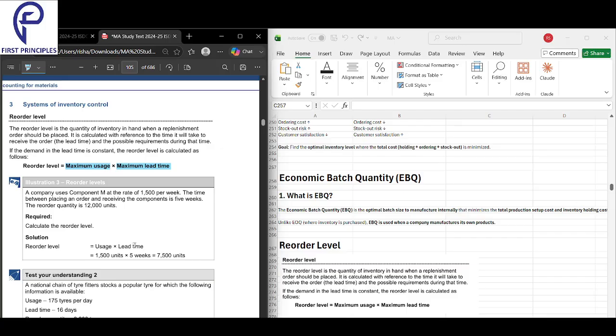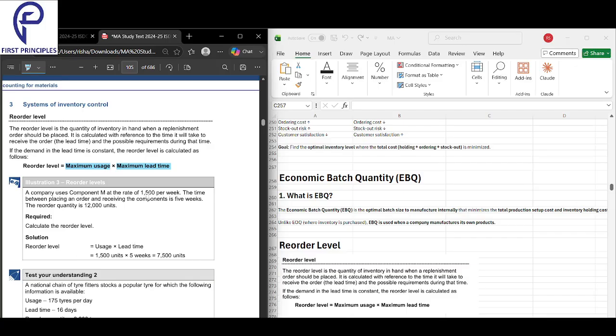Very important: whenever your goods are at 7,500, immediately place a new order. That's it. And that is your reorder level.